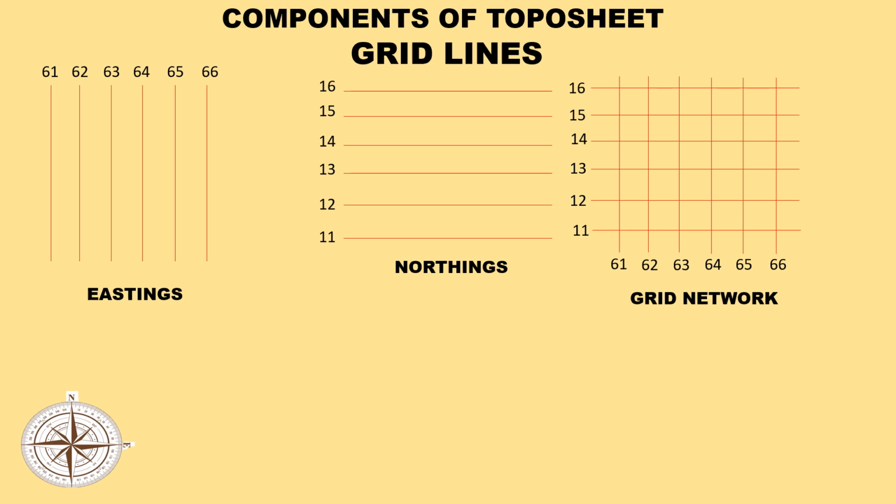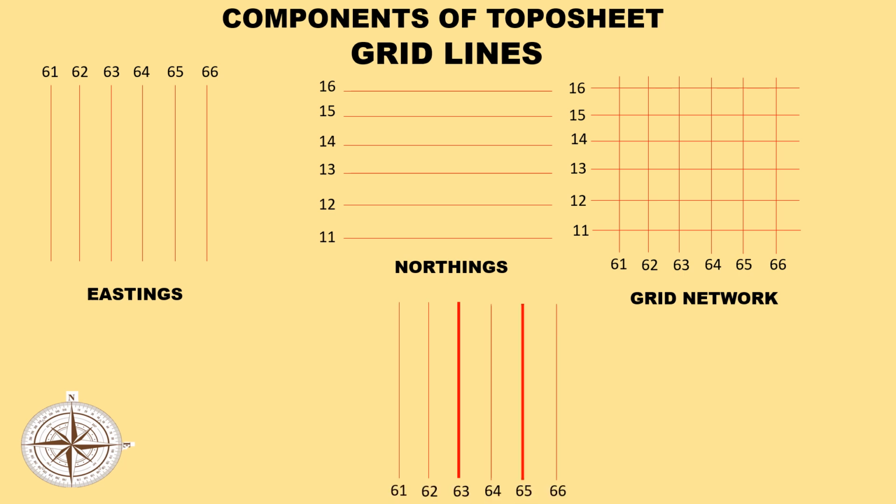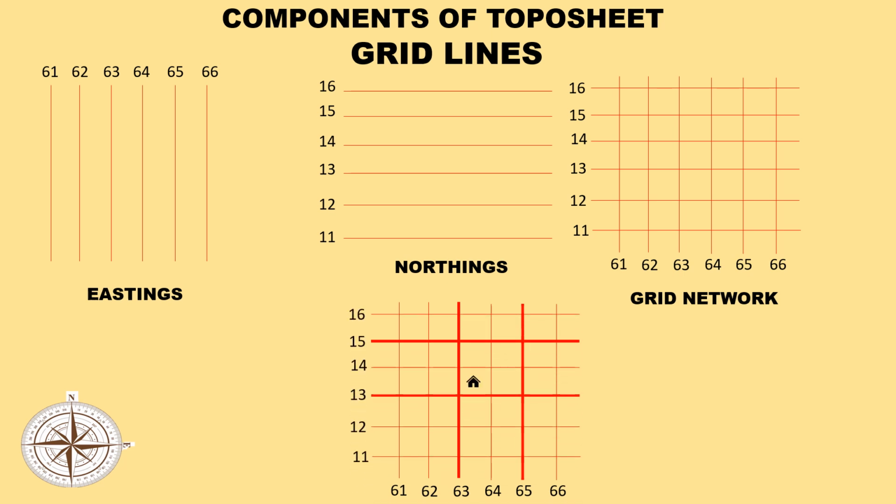Now, what is the importance of grid network in Toposheet? It helps us to find the specific location of a particular object on the Toposheet map with the help of grid reference. Let us take the help of an example. Suppose we have an arrangement of grid lines in such a manner and we get two objects. One is this hut and the other one is the windmill.